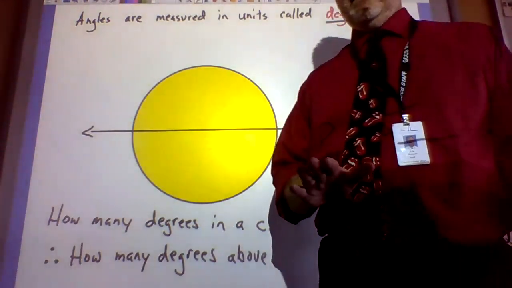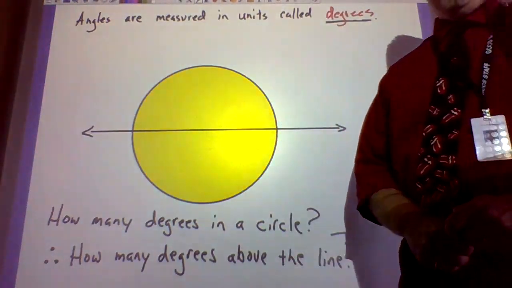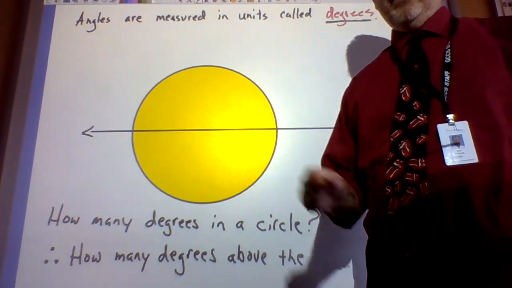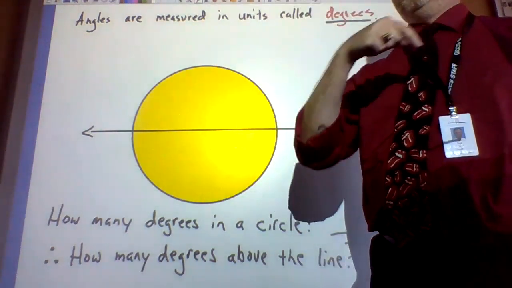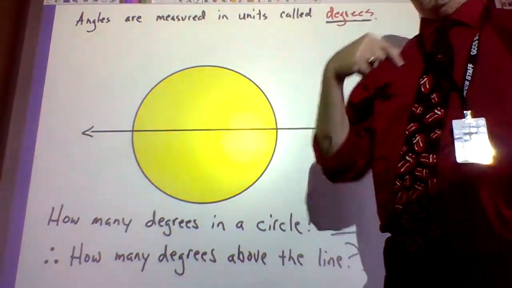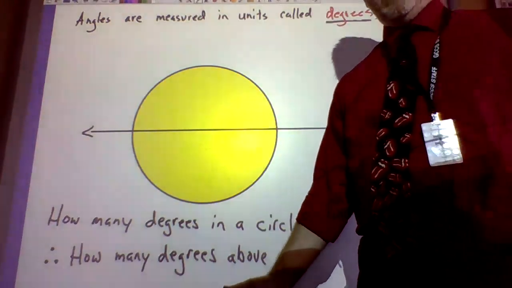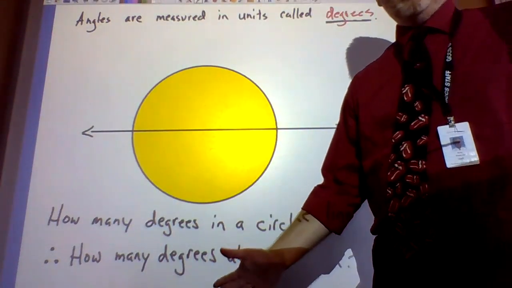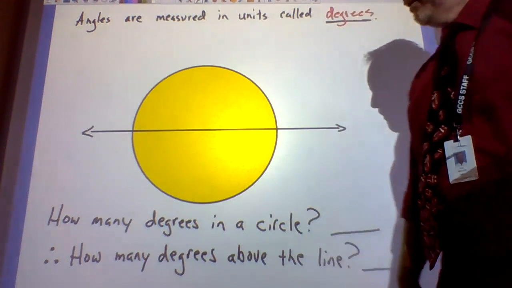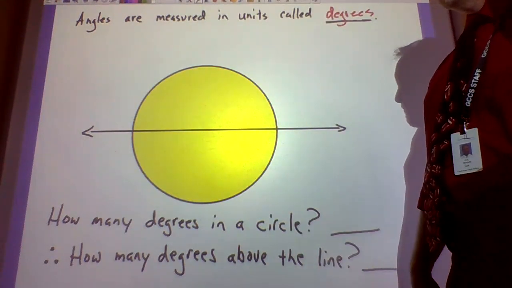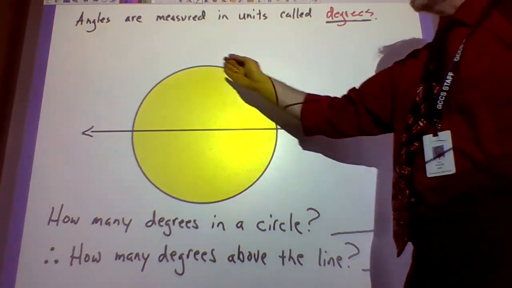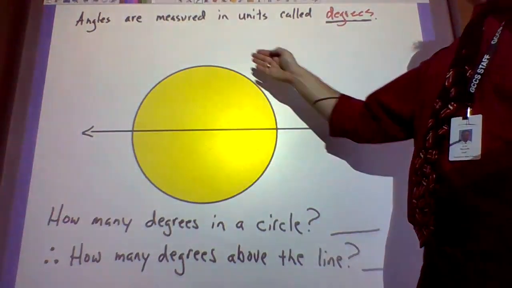Well, I think, and somebody can check me if I'm wrong, probably a long time ago, they probably thought it took the Earth about 360 days to go around the sun. I'm guessing. I don't know. Again, I don't know that for sure. That sounds reasonable to me, but there's 360 degrees in a circle.